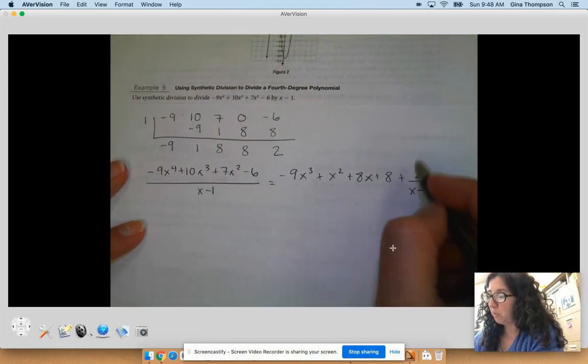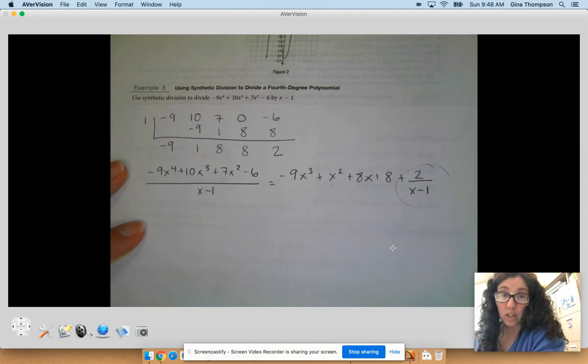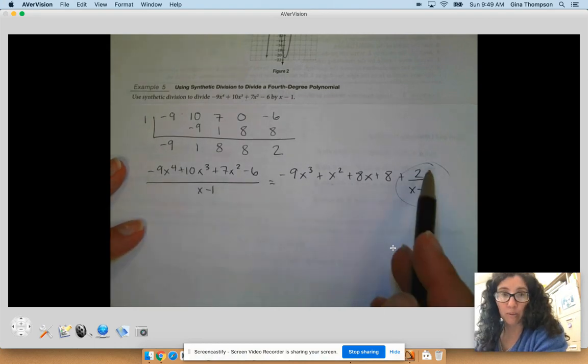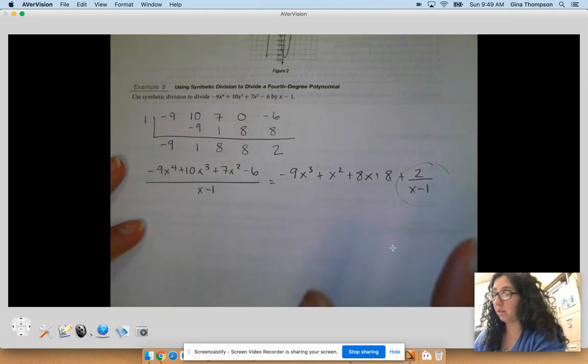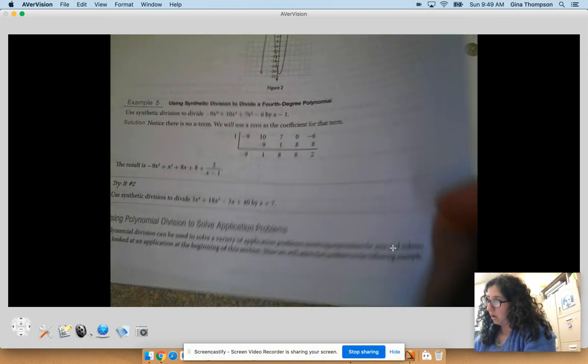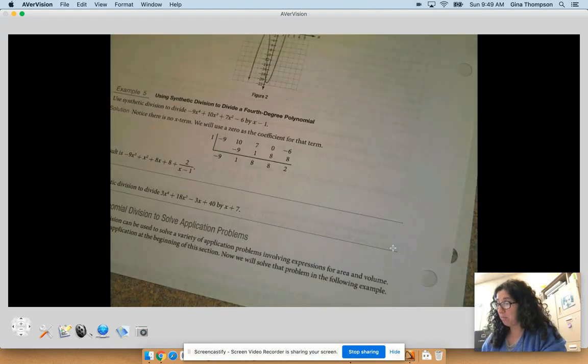This term here, the remainder, is going to be important in a few lessons, okay? So that's why we're doing this. For now, we're just going through the mechanics so that when we get there, this part's easy for you. Okay, that's pretty much it, honestly.